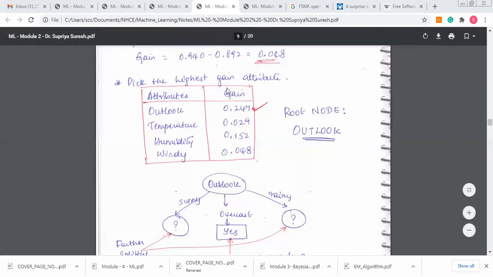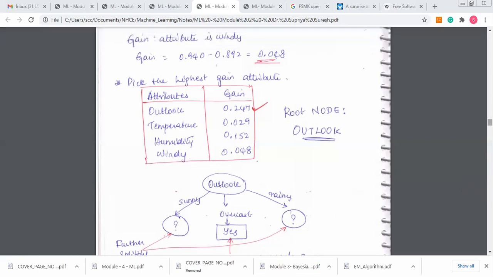So this was our gain table that we achieved. The gain with respect to outlook, these are the four features, right? Outlook was 0.247, then temperature, humidity, and windy. Among this table, we saw that 0.247 was the highest, with respect to outlook, and we made this our root node, right? So when I did the root node, I got to know outlook. Let us see whether there are any child nodes present with the attribute outlook.